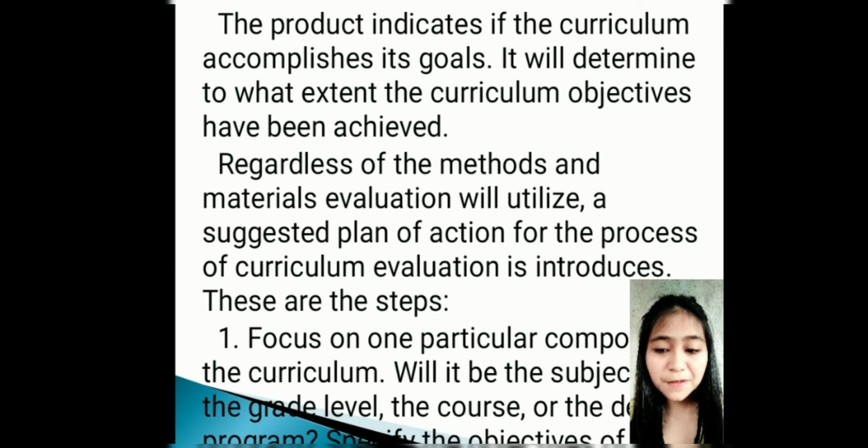Now, regardless of the methods and materials, evaluation will utilize a suggested plan of action for the process of curriculum evaluation. These are the steps. 1. Focus on a particular component of the curriculum. Will it be the subject area, the grade level, the course, or the degree program? Specify the objectives of the evaluation. So in curriculum evaluation, you need to specify the objectives of the curriculum.